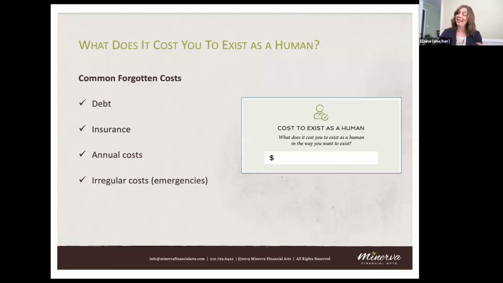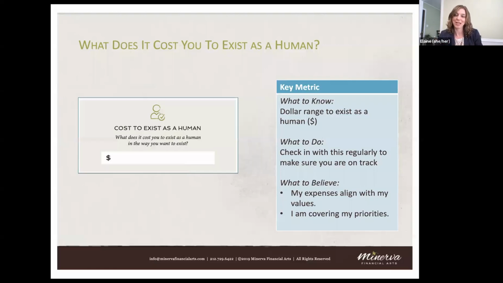The other costs we always tend to forget are costs that come up in the case of an emergency or because of any sort of irregular life experiences. Many people lately have been spending quite a bit of money getting their home offices set up so they can comfortably work remotely. That's an example of an irregular expense that might not happen on an ongoing basis, but it's important to include those types of things in your understanding of what it costs you to exist as a human.